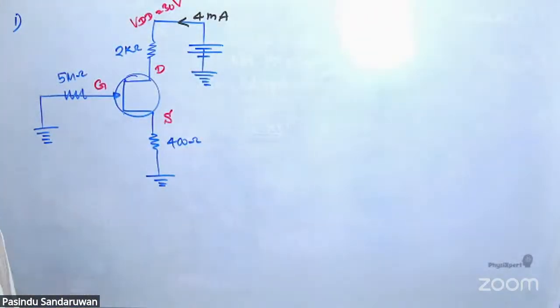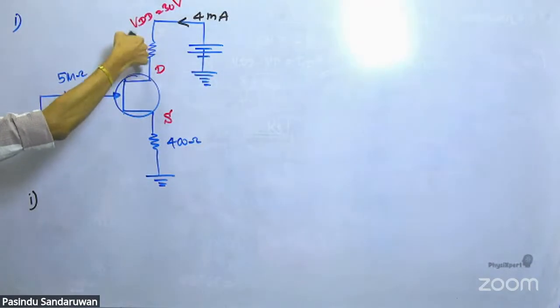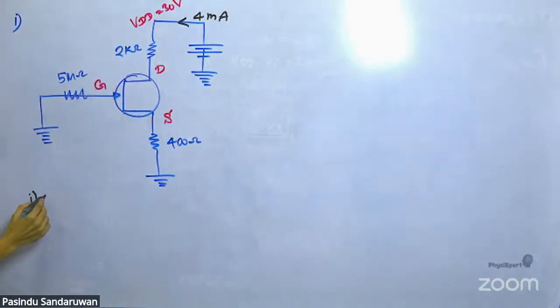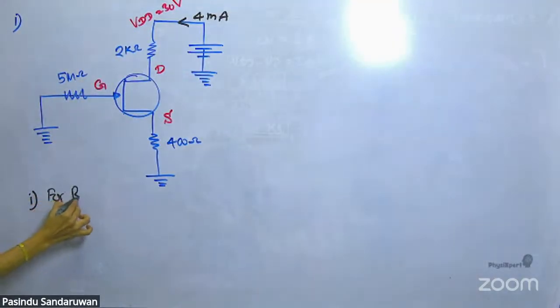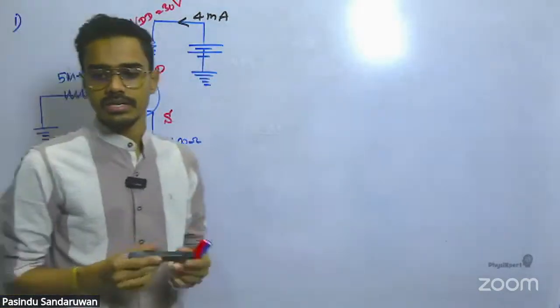Right. Then the first one, to find VD, what can you do? Apply delta V equals IR for RD, find it quickly and tell me the answers.